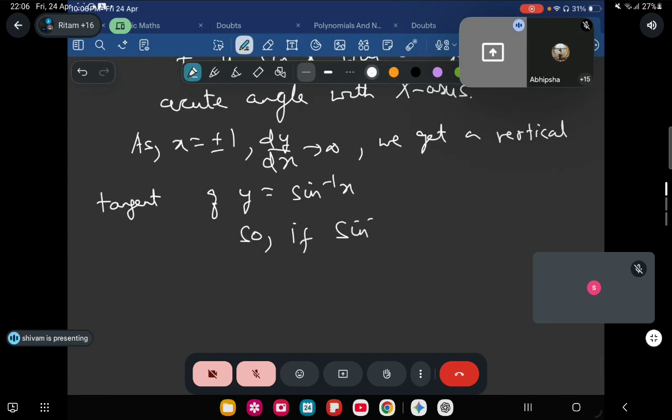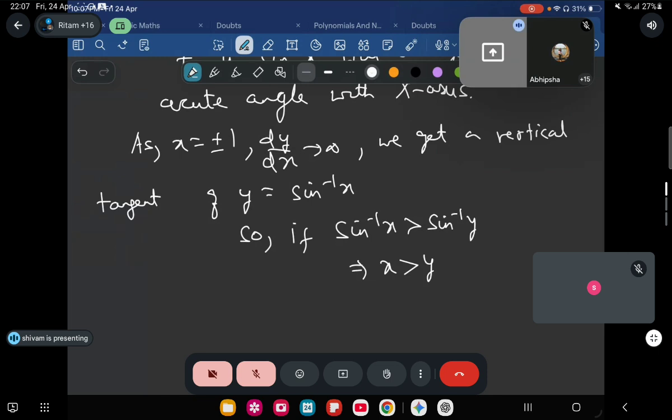if sine inverse x is greater than sine inverse y, this will imply x will be greater than y. Remember, the inequality sign will remain the same since sine inverse x is an increasing function. I hope this is clear to everyone.